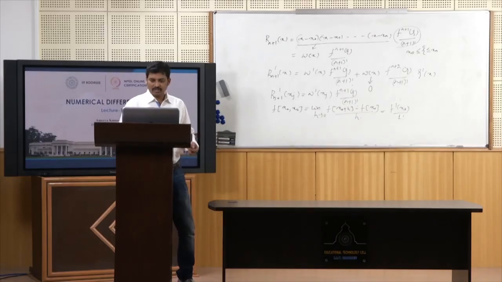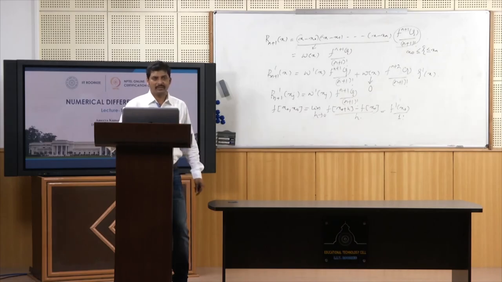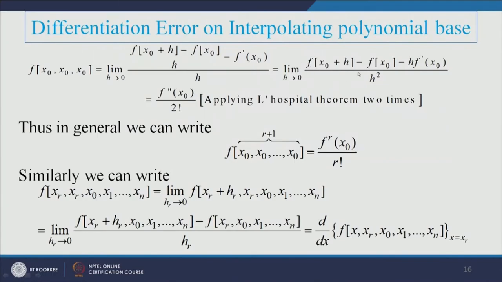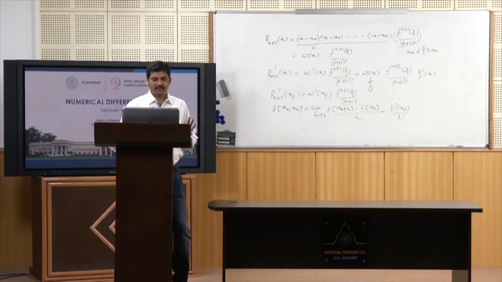If you write in that form, then we can apply L'Hospital's rule twice, and then we can obtain the second derivative of f at the point x_0. This means that h square occurs, if you take f(x_0 + h) minus f(x_0) by h, so a 1 by h product will be there. That is why a 0 by 0 form occurs, so we have to use L'Hospital's rule to obtain this limit at that position, and this gives you f''(x_0) by 2 factorial. So if r times the same argument is placed, then we can write that as f^(r)(x_0) by r factorial.